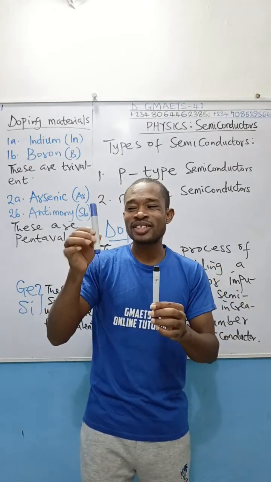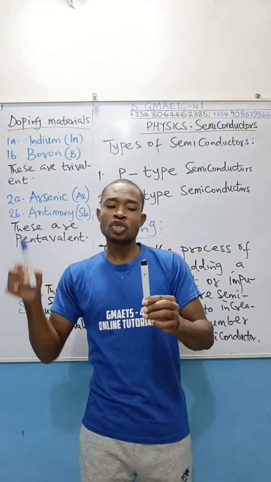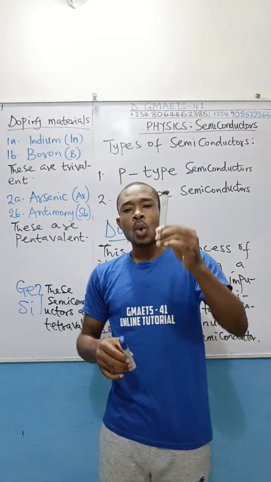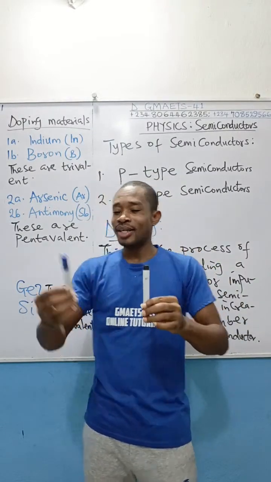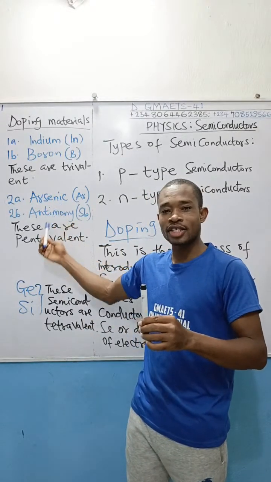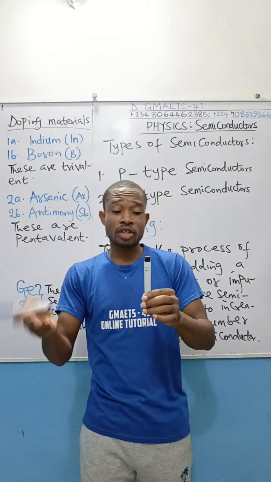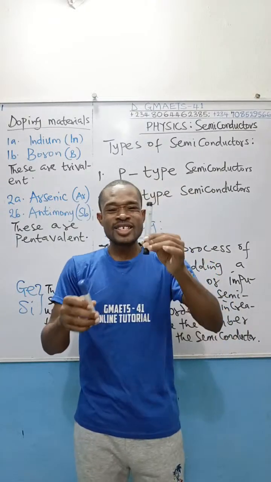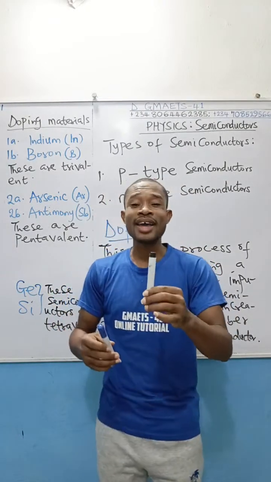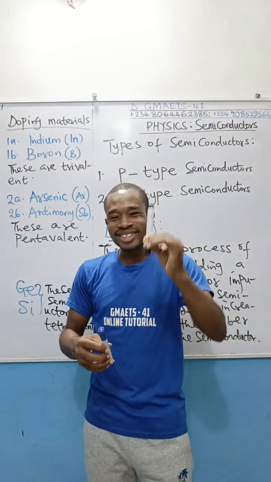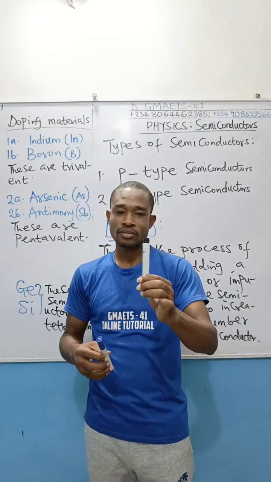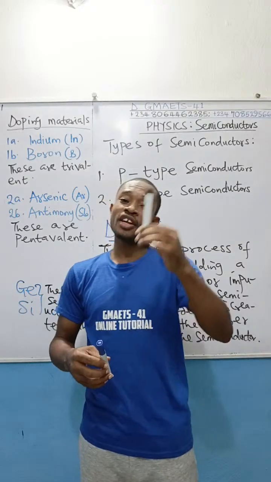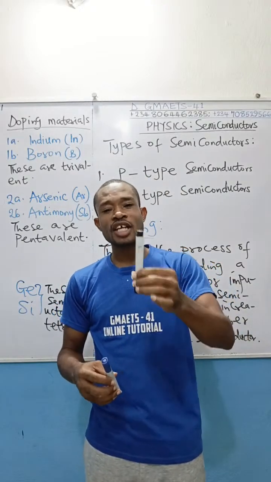So what this pentavalent doping material will do is to lose electron to this semiconductor. What will now be the effect on this semiconductor? Remember, this pentavalent material, arsenic or antimony, has more electrons compared to the semiconductor, so it will now lose electron to that semiconductor. The semiconductor will now gain the electron, thereby having more negative charges than positive charges. The negative charges are the free electrons, and the positive charges are the holes.